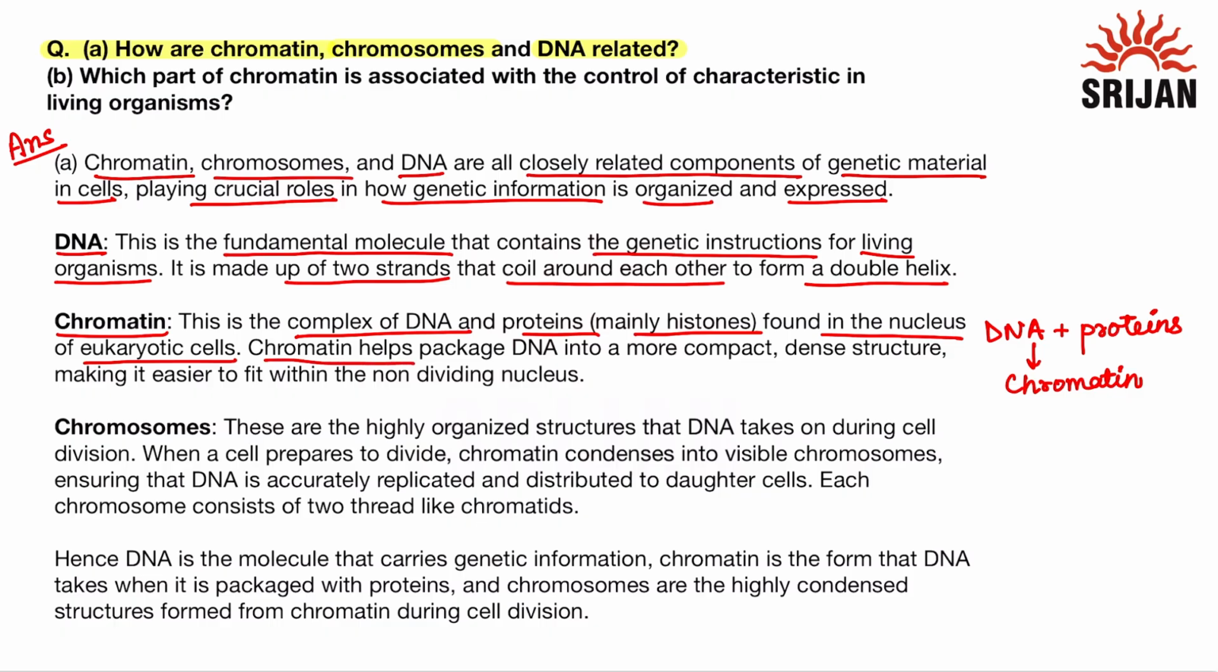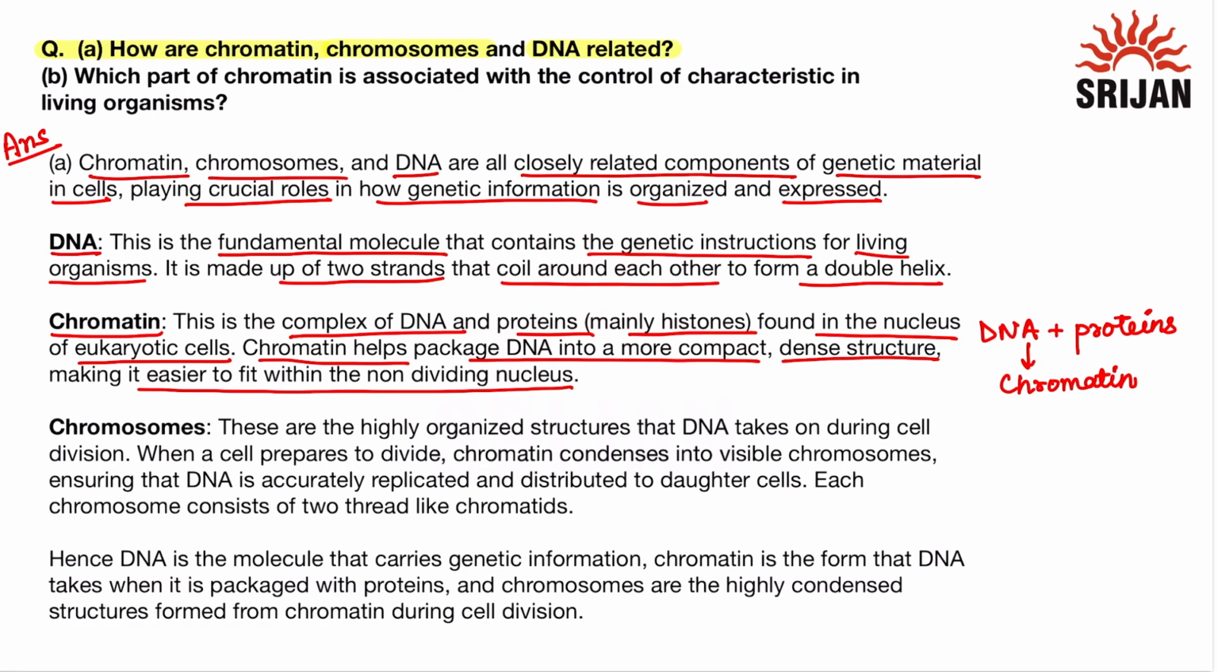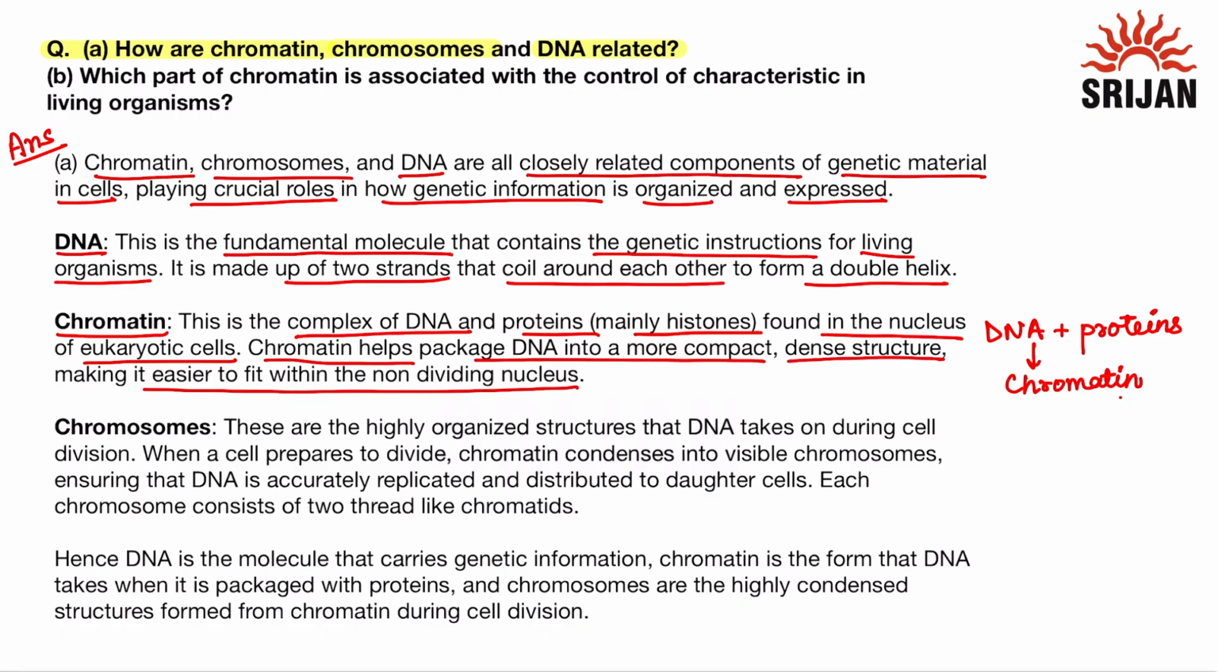Now chromatin helps to package the DNA into a more compact, dense structure, making it easier to fit within the non-dividing nucleus. So chromatin is made of DNA and proteins and it helps to package the DNA, but it is present in the non-dividing nucleus where it forms thread-like structures. Now let us read about chromosomes.